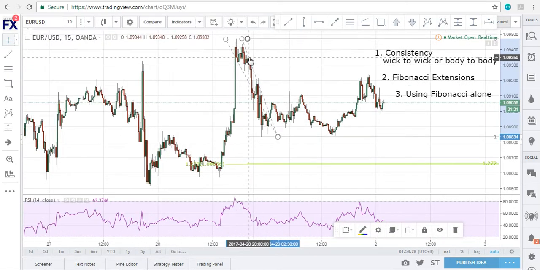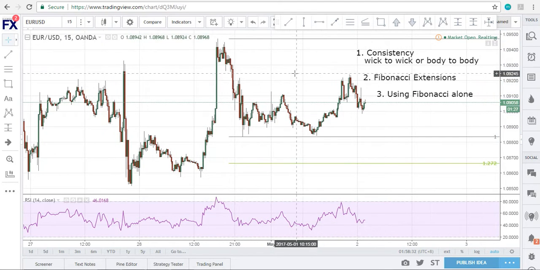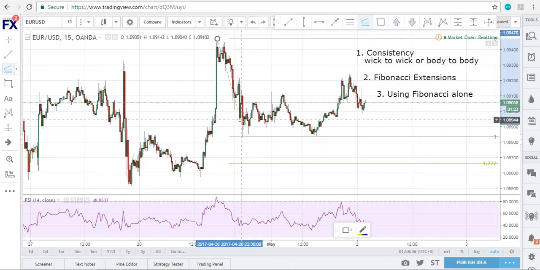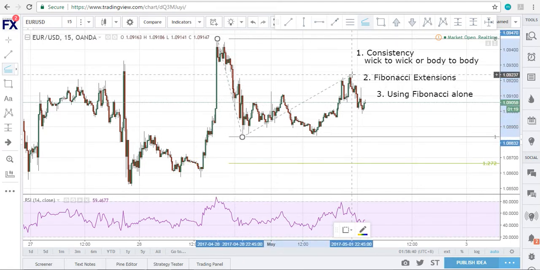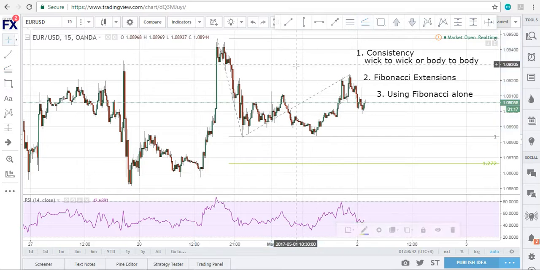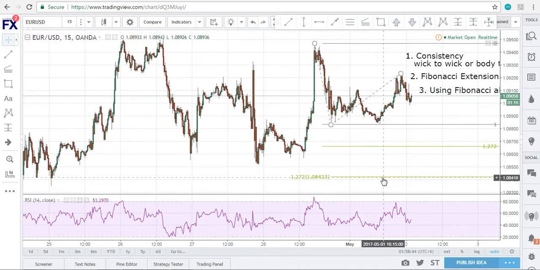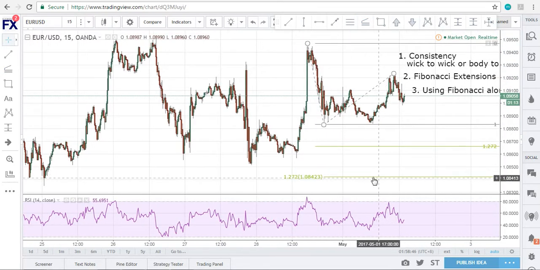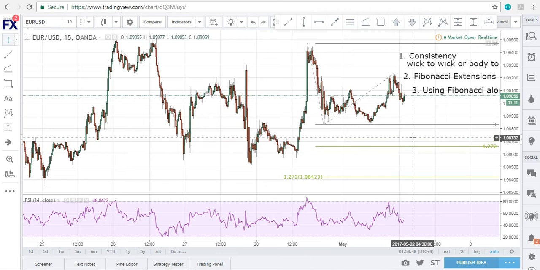The reason why I bring this up is because some traders do this instead. They have their swing high to swing low, and instead of going back up to the swing high, they go up to the next retracement. And as you can see, where does the 127 end up? It ends up way below this, and this is not the right way to do it.